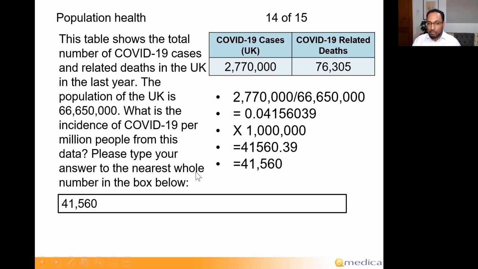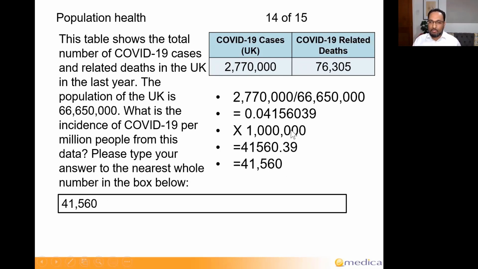41,560.39. But it said round to the nearest whole number. So what you do is you look at the number after the dot. If this number is five or more, you add one here, so it would become 41,561. If it's four or less, so it's three, then you don't add anything. And this is the number. So 41,560 is the answer. If you put that without a comma, you'd get the mark. If you put it with a comma, you'd get the mark. Anything else, you wouldn't get the mark.